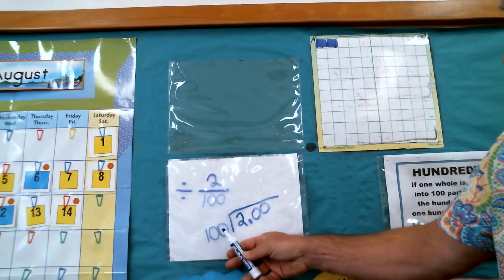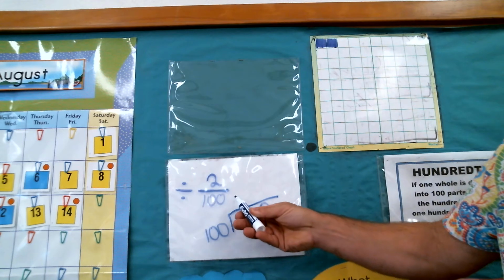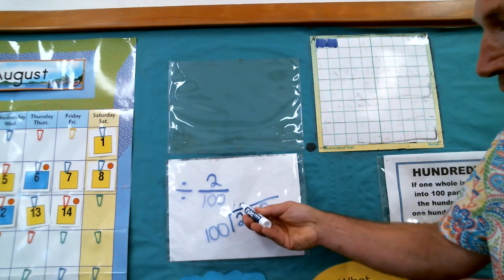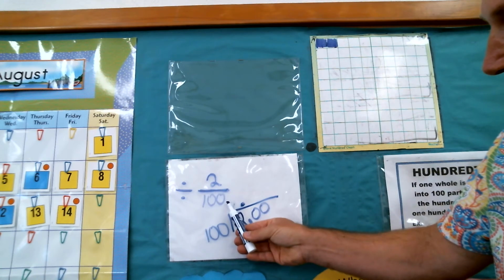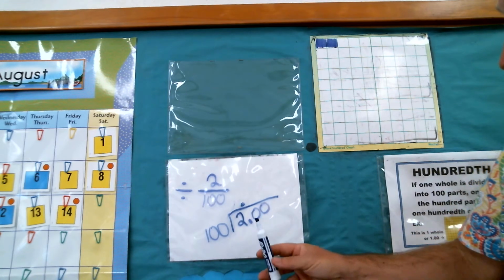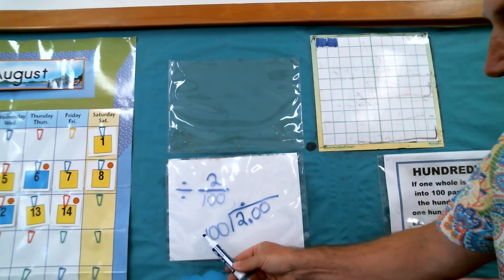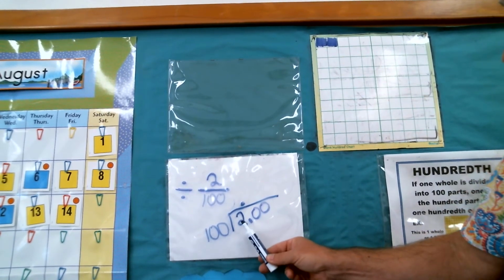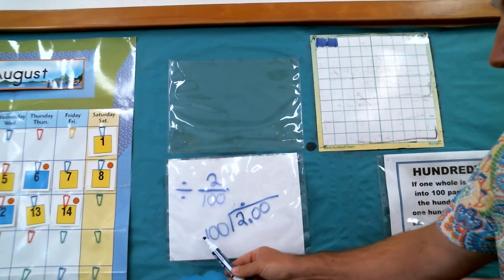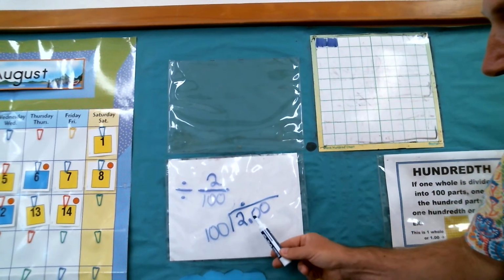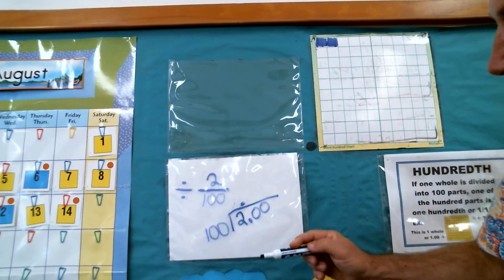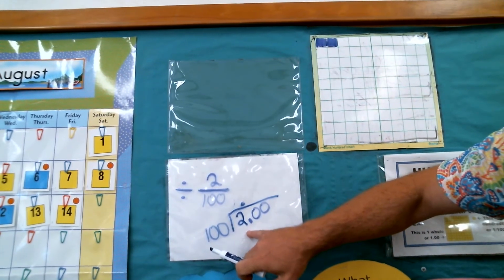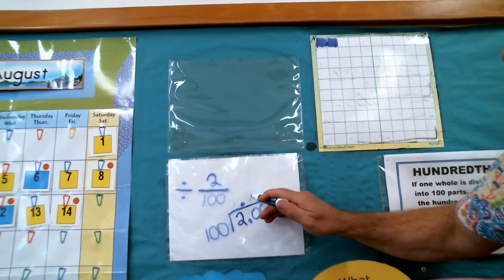How many times does 100 go into 2? Well, none. My decimal point comes straight up. It always comes straight up wherever it is. You got to keep these place values in line. So there's nothing here because if I want 100, I can't get it out of 2. Well, can I take this 100 from 20? In other words, does 100 go into 20? No, it doesn't. So I don't have anything here.